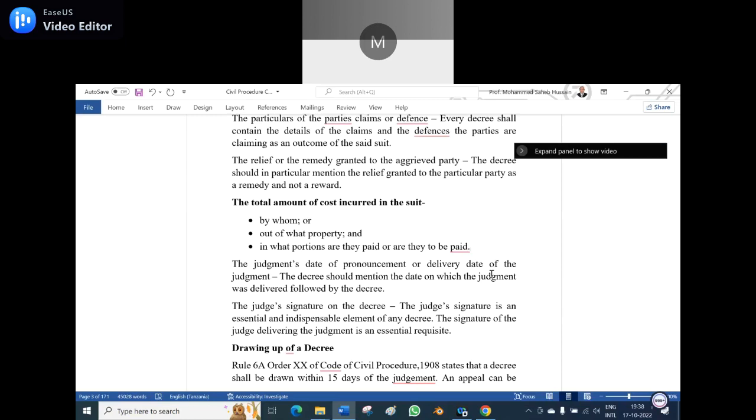It is passed by the competent court, which passed the decree. So judgments, date of the pronouncement or delivery date of the judgment. The decree should mention the date on which the judgment was delivered, followed by the decree. So that would be an idea.